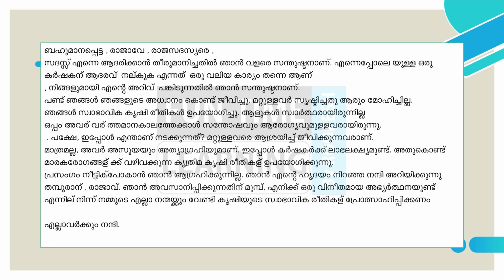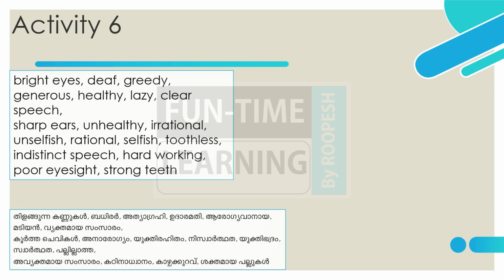Please read this for further understanding. Let's move to activity 6. Here some adjective describing words are given, which are bright eyes, deaf, greedy, generous, healthy, lazy, clear speech, sharp ears, unhealthy, irrational, unselfish, rational, selfish, toothless, indistinct speech, hardworking, poor eyesight, strong teeth.